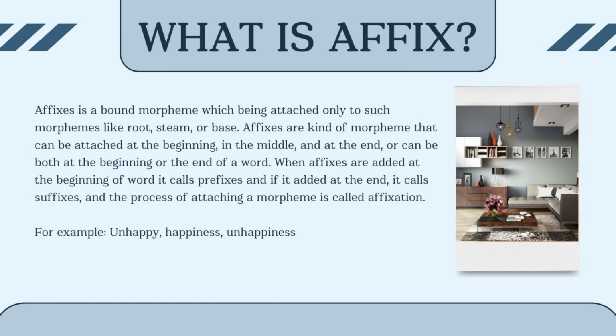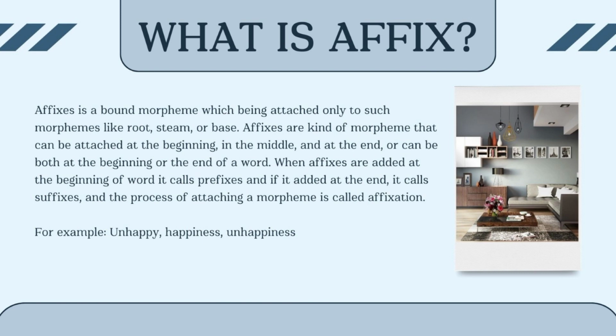When affixes are added at the beginning of a word, they are called prefixes. And if you add them at the end, they are called suffixes. The process of attaching morphemes is called affixation. Here is an example, like unhappy. Un is a bound morpheme. If it is attached to happy, it is the process of affixation, because un is attached in front of the word. It's called a prefix.